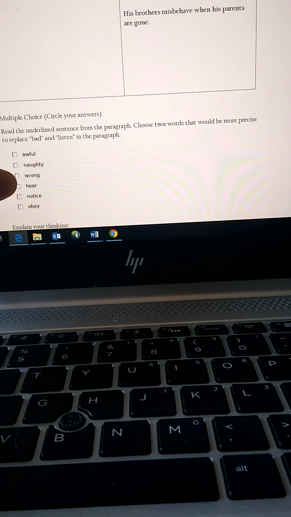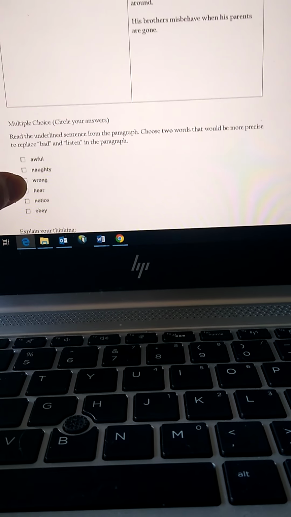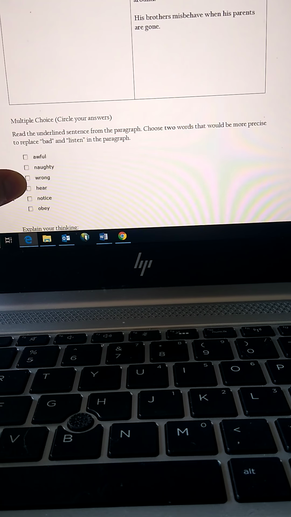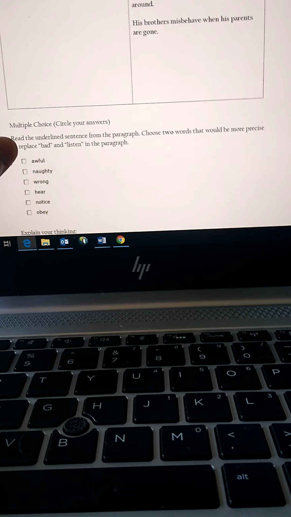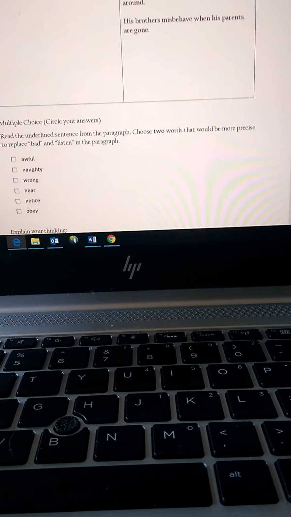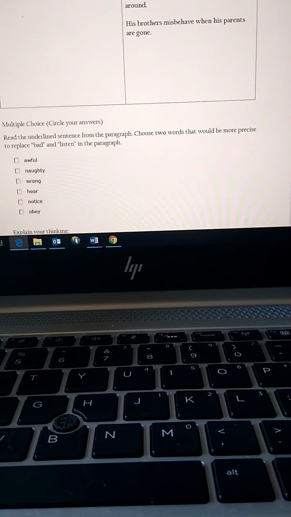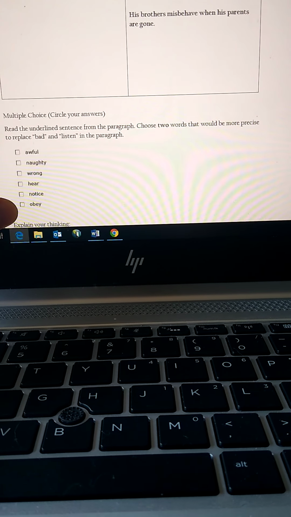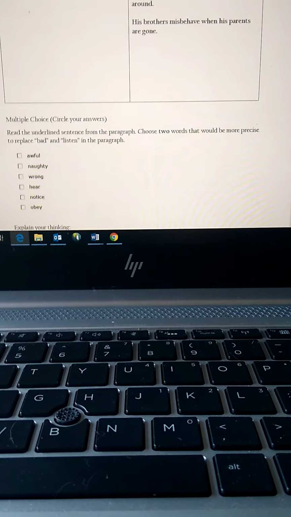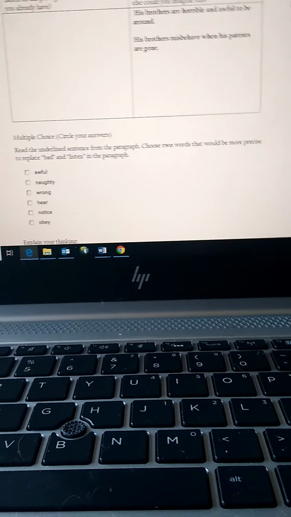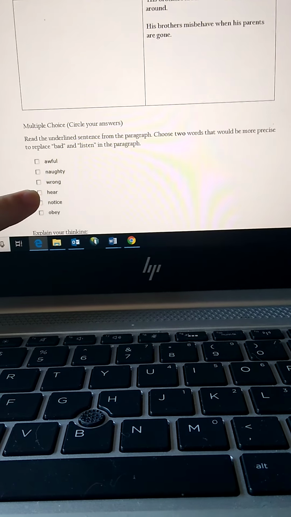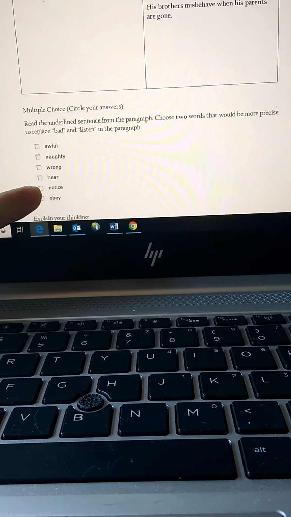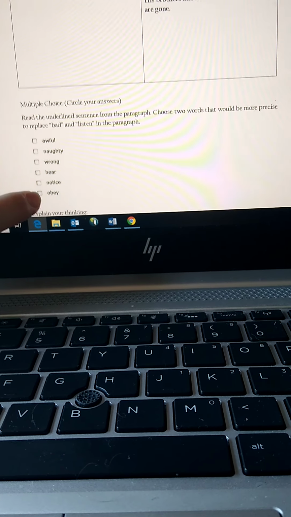So thinking about how their brothers are acting, would you say that they're acting awful, they're acting naughty, or they're acting wrong? Make your best choice. And then we're going to go to listen. Hear, notice, obey. So Michael said that his brothers did not listen. What is a better word to say other than listen? That his brothers didn't hear, his brothers didn't notice, or his brothers didn't obey.